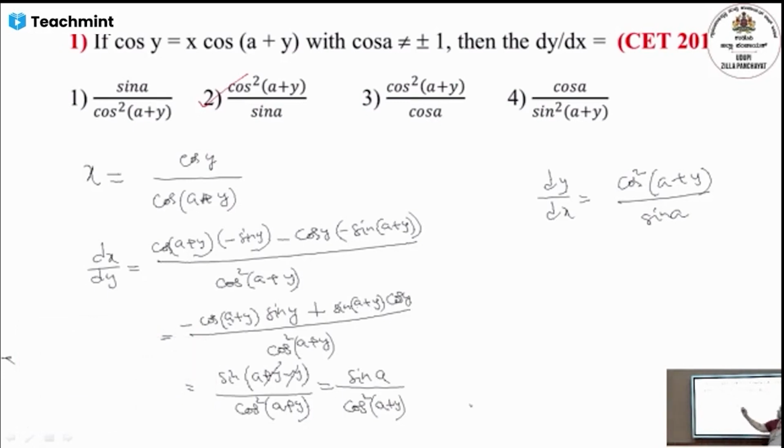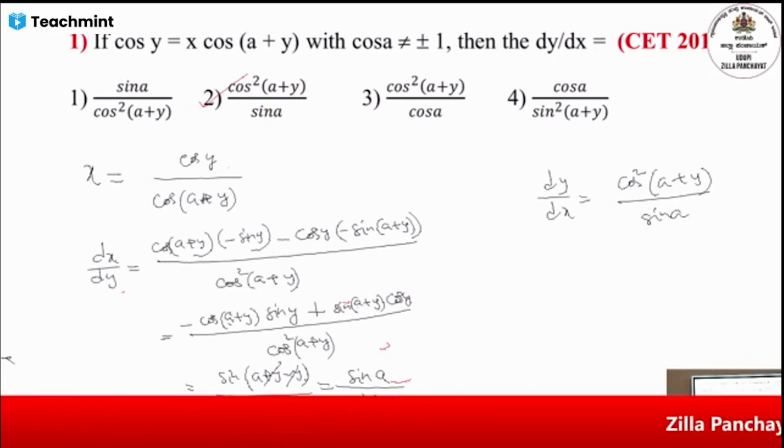Here x is coming alone, so I write x in terms of y and differentiate x with respect to y. I can see that it is cos y by cos of a plus y. So I have to apply the quotient rule, which says denominator into derivative of the numerator minus numerator into derivative of the denominator. So what you get is sin x cos y minus cos x sin y, which is sin of x minus y. Y and minus y get cancelled. What remains is sin a by cos squared of a plus y. So by taking the reciprocal, I get the answer as the second option.